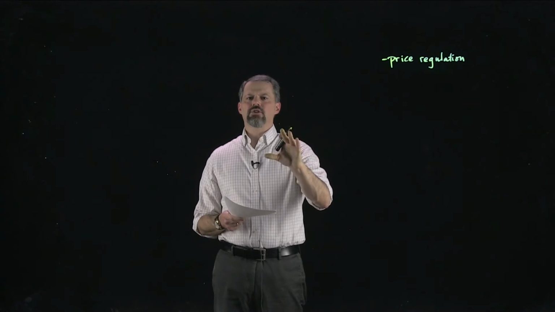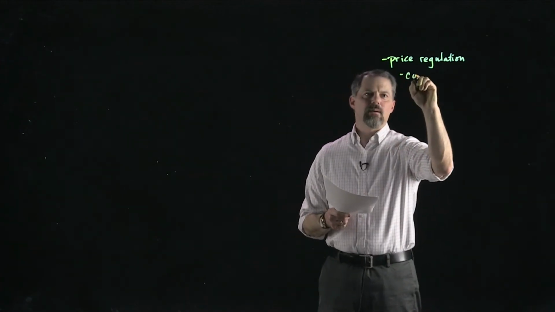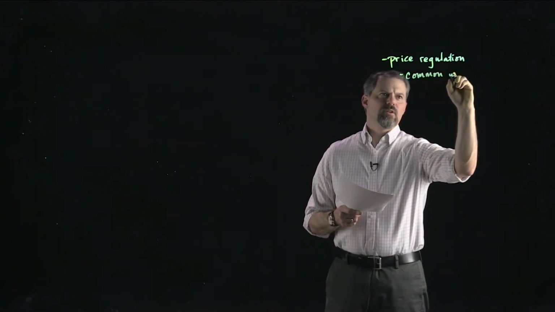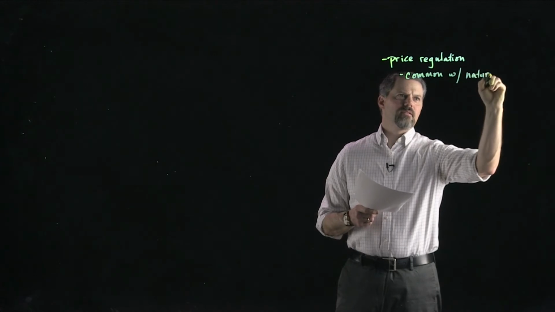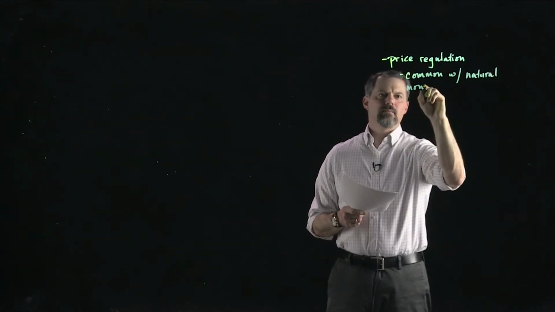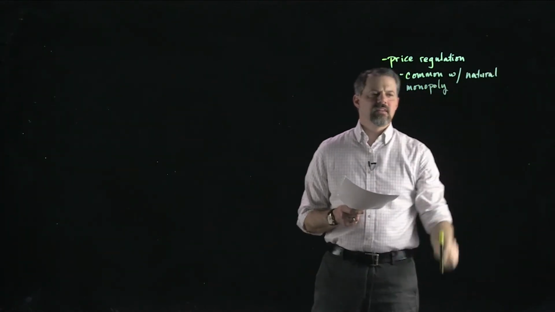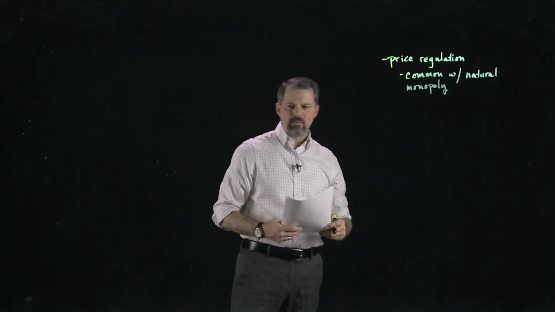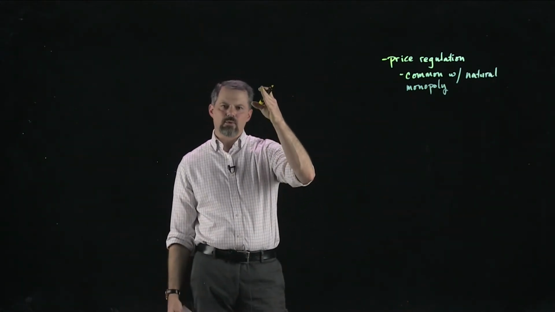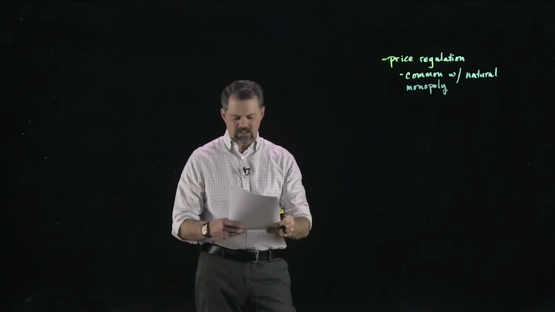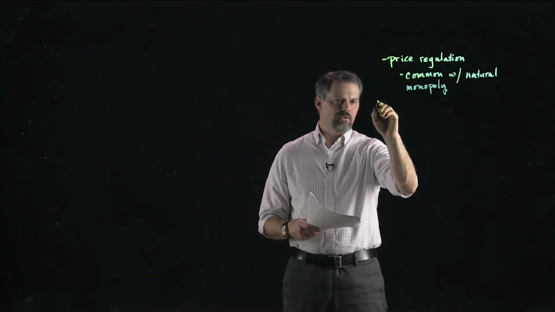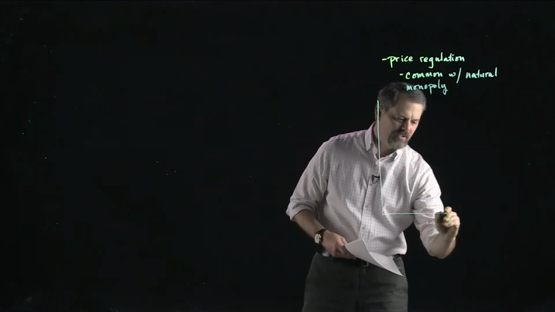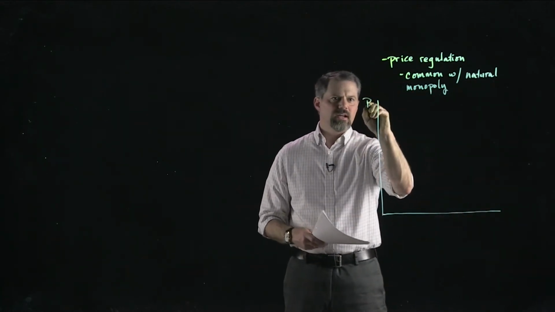So they may force the monopoly to charge a price other than the price that it wants to charge. This is actually fairly common with natural monopolies. Now let's think about what's going on there. If we have a natural monopoly, remember a natural monopoly is a situation where the average total cost is always declining. In fact, if we were to draw a picture of a natural monopoly, here's what it would look like.